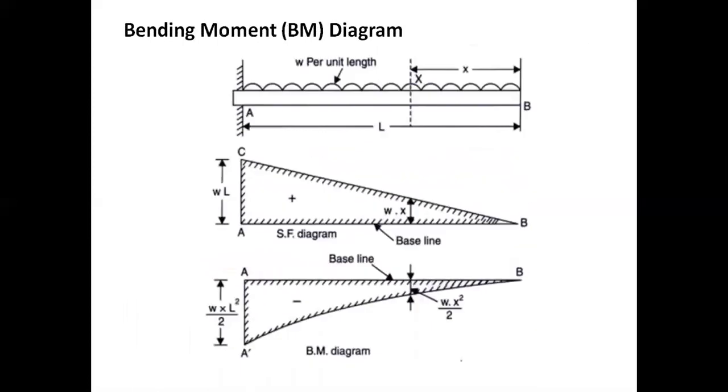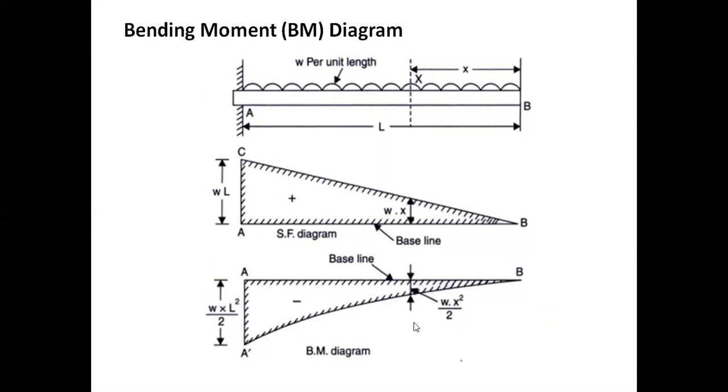Now, this is the bending moment diagram. This is the load diagram. This is the shear force diagram. This is the bending moment diagram. If you observe the shear force diagram, it is above the baseline because it is positive. The bending moment diagram is below the baseline because it is a negative quantity. So the bending moment at B is 0.